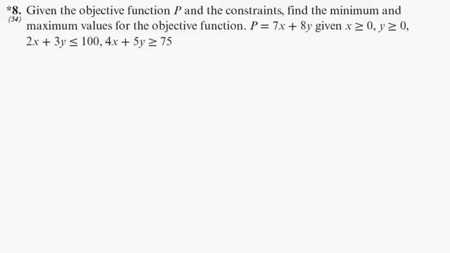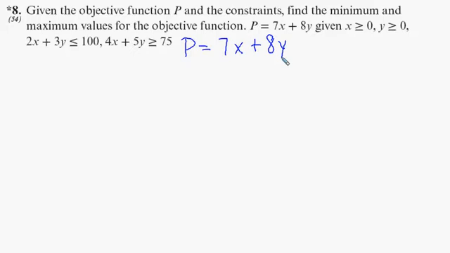So they've given us the objective function, and they've given us the constraints. So all we have to do is find the minimum and the maximum values. But as you recall from all of the problems that we've done up to this point, you cannot find minimum and maximum values unless you have the vertices. So we're going to have to come up with the vertices. Well, let me just jot this objective function down, P equals 7x plus 8y, because that's what we're going to use once we have the vertices. That's what we're going to use to figure out what our maximum and minimum values are.